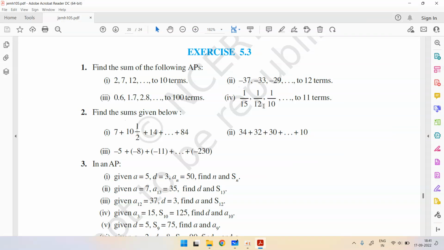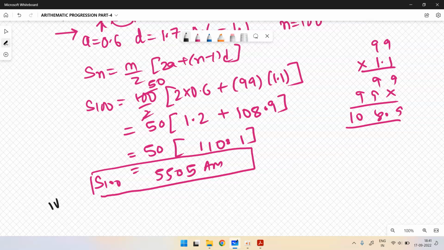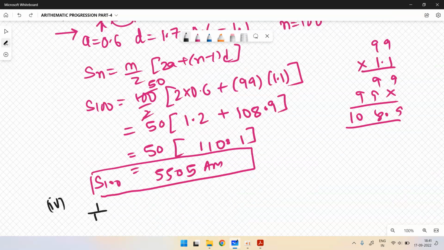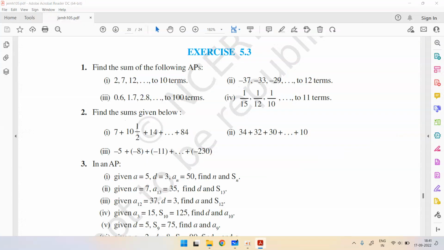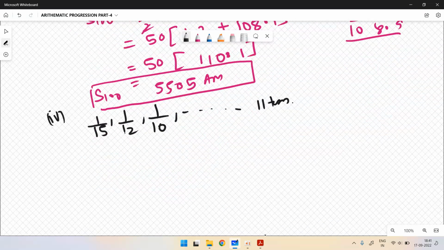It is already given that this is an AP. So the series is 1 by 15, 1 by 12, 1 by 10, up till which term? 11 terms. Up to 11 terms you need to find the sum.